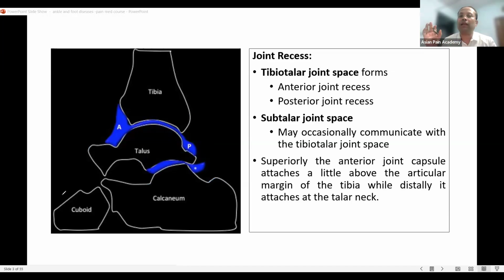So there also fluid can accumulate. This tibiotalar joint and subtalar joint, sometimes they have a connection, but not every time. So either they can be continuous, and effusion can be present in both, or you can see the fluid or effusion in only the tibiotalar joint but not in the subtalar joint.